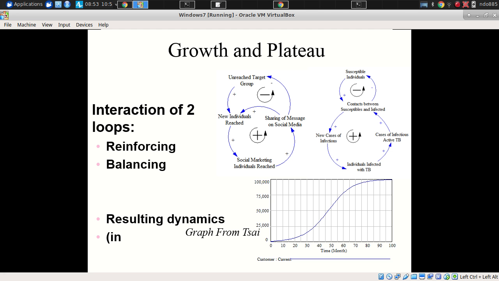You might also get this for social media with sharing of social marketing messages where there's some unreached group. The number of people that you've reached over time rises quickly early on, but then you deplete the people who haven't heard about it yet. And so you get this kind of phenomenon here.